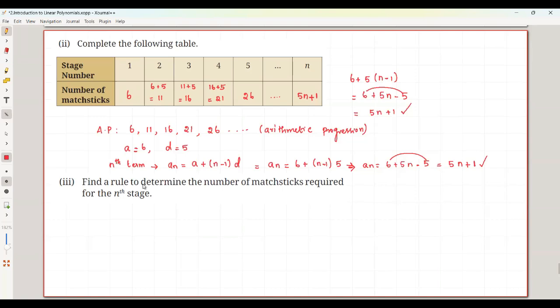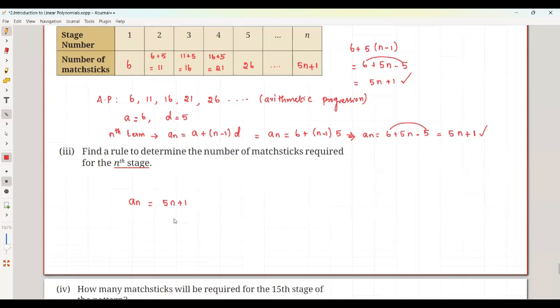Now, find the rule to determine the number of matchsticks required for the nth stage. The nth stage means this formula we have derived. Whatever we have done here is the answer for the nth stage. The nth stage is nothing but an, and we got an as 5n plus 1.